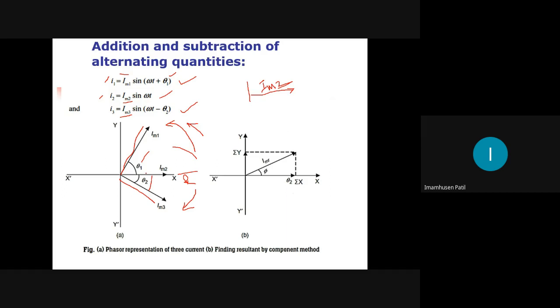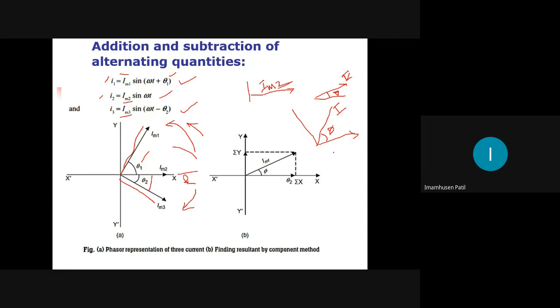Okay. Now, as I told you, suppose any vector is there. This vector can be resolved into two components. This is I. This vector can be resolved into two components if this is angle theta. So I will resolve this into two vectors, two components. One is the horizontal component, another is the vertical component.